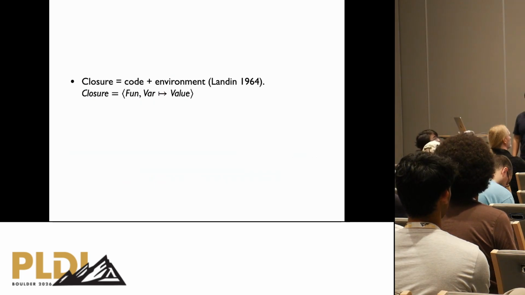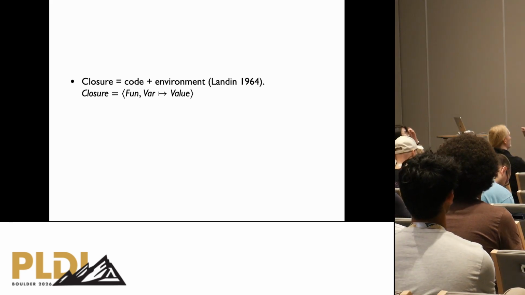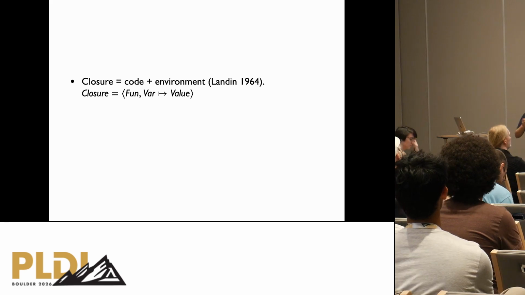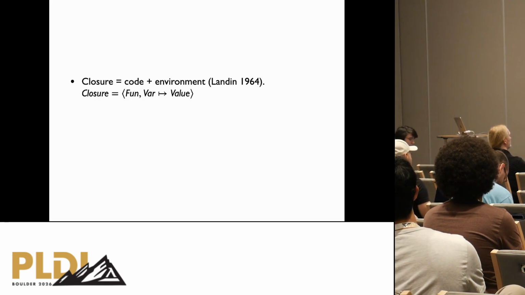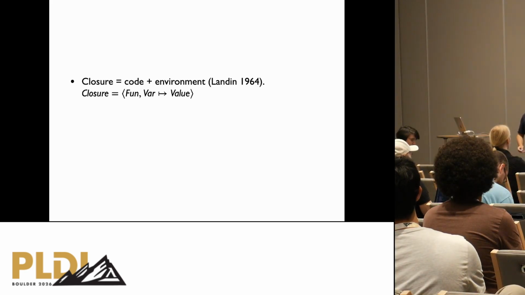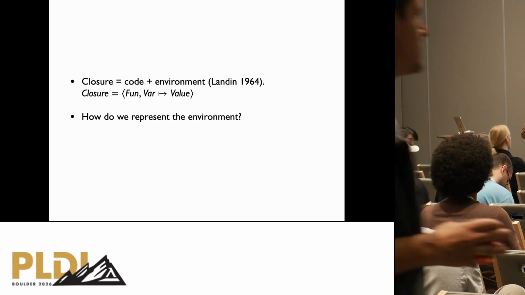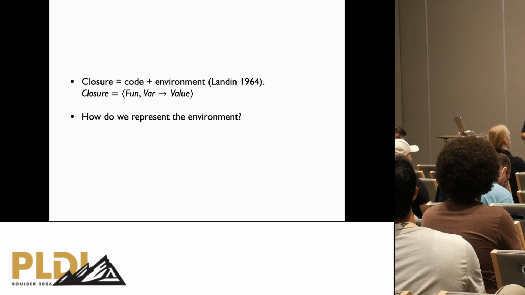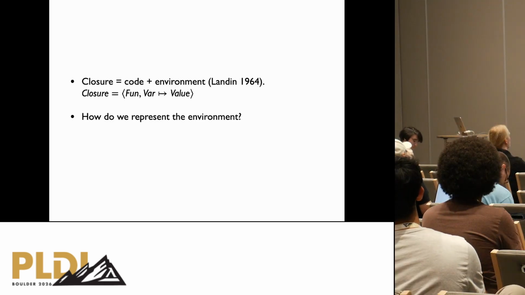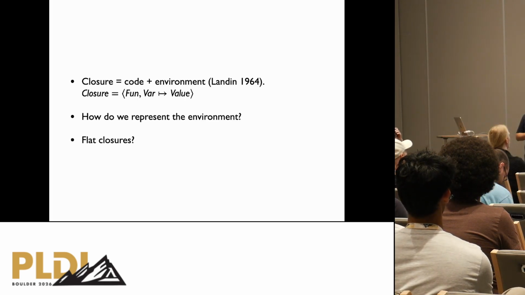Let us start with the subject of study, the closure. A closure is a code pointer together with an environment, as we all know, which maps variables to values. It is needed to represent a higher order function value in our languages. The question we're focusing on today is how we should represent that environment. The simplest representation, which is also the most widely used, is a flat closure. So let us start there.